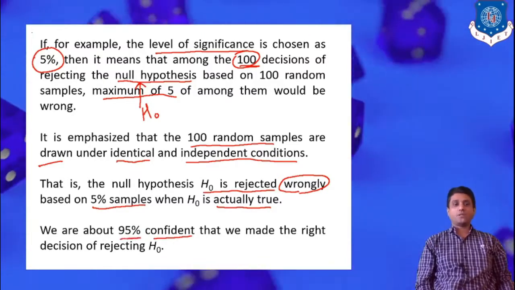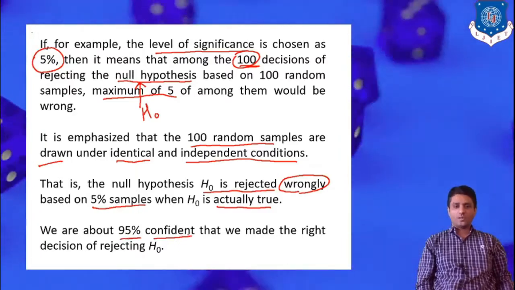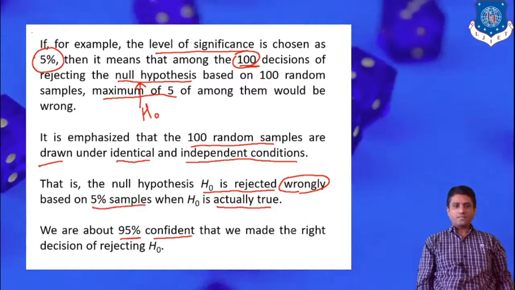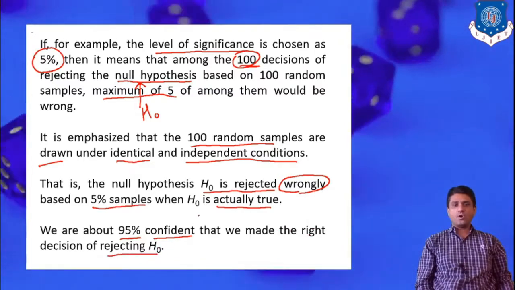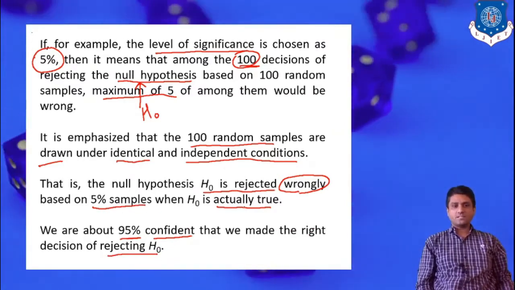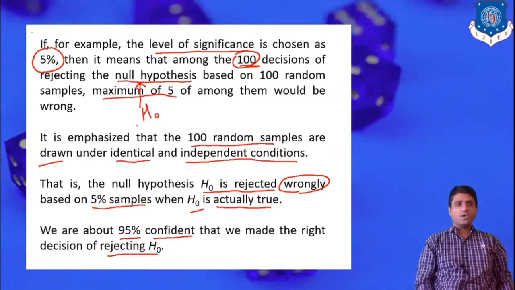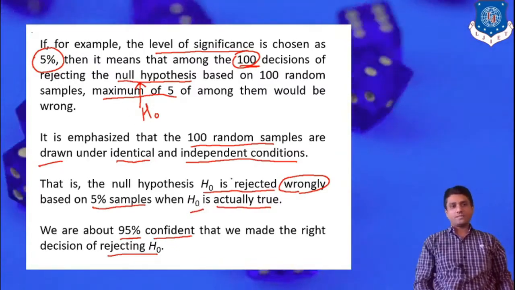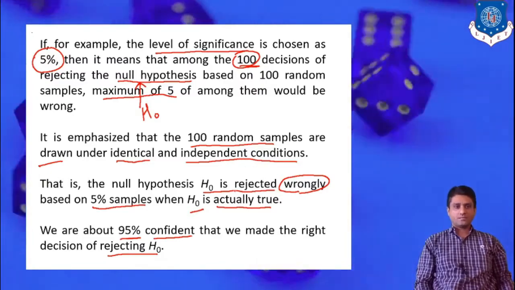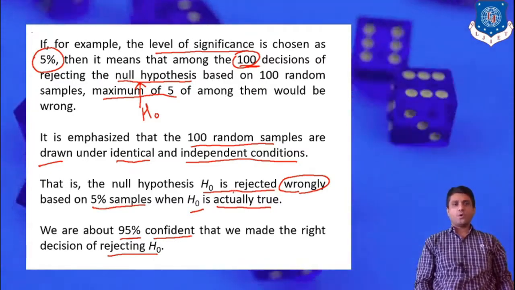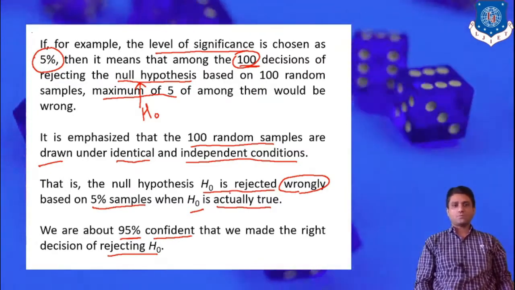say 90% we are sure. So 90% our decision is the right decision to reject H0, and 5% decisions are wrong for rejecting the null hypothesis H0. So these are the meaning of 5% level of significance. Same thing we have to explain for 1% level of significance.